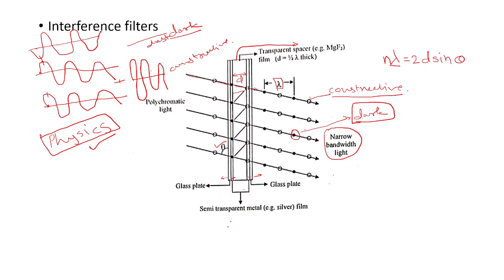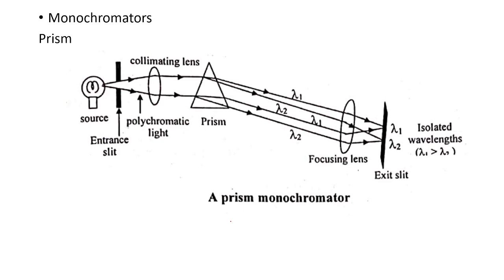But there are some instruments, or things, that you can use to filter out the light, which will give you monochromatic light. They are called monochromators. In that, first is the prism. How does a prism work? This is the diagram.